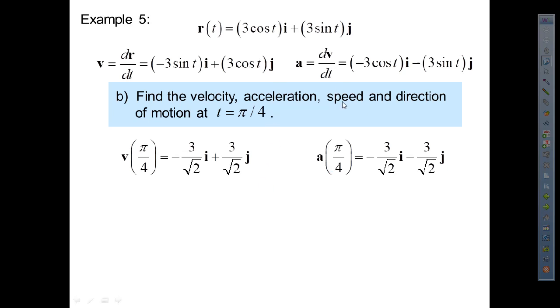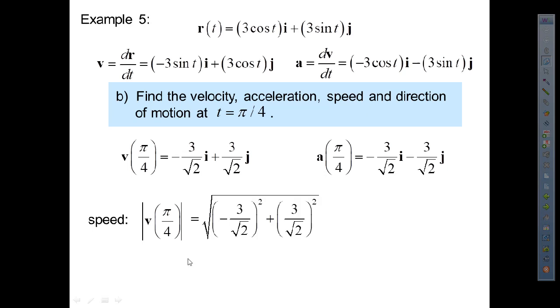So let's find the speed and the direction. Well, the speed you want to find first. And that's just going to be the magnitude of the velocity at pi over 4. So you're taking the magnitude of this thing right here. And remember, that's nothing more than this thing right here squared plus this thing right here squared, added together, and then take the square root of it.